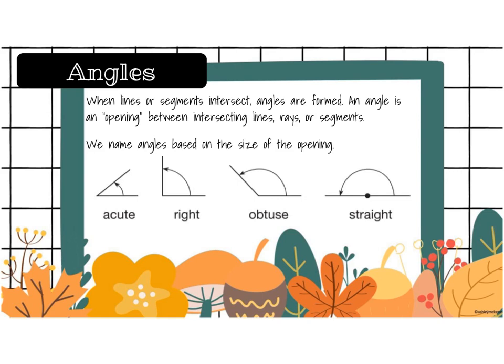Okay, what's a ray? A piece of a line that stops at one point and then goes on forever at the other. Yeah, it's part of a line that has a beginning point, and it goes on forever in one direction. Perfect. You're showing it to me on your whiteboard. And then you have a line, which goes on forever in both directions. We name angles based on the size of the opening.